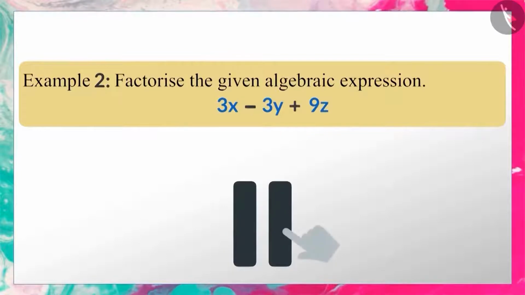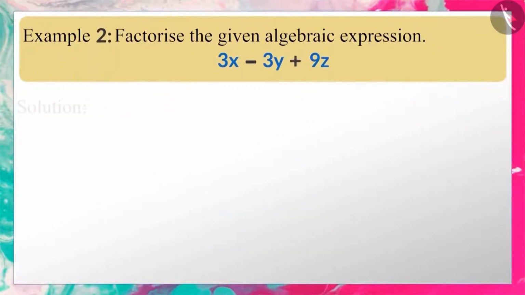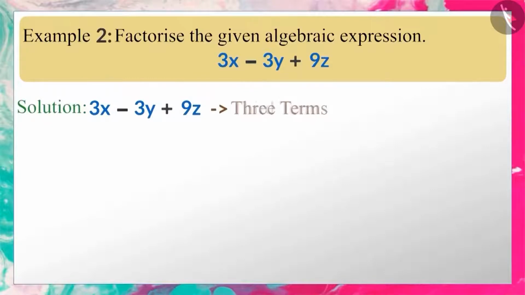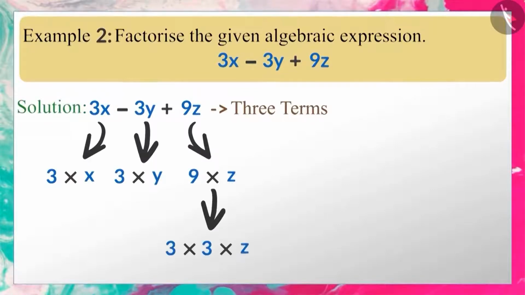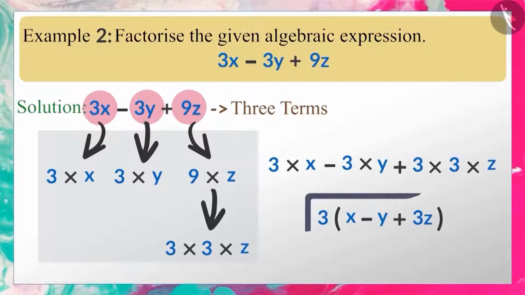So let's find the factors of the next algebraic expression. If you want, you can find the answer by pausing the video. This algebraic expression has three terms. Like the previous example, we can write this expression in the same manner. When we factorize the expression 3x minus 3y plus 9z, we get two factors, 3 and x minus y plus 3z.